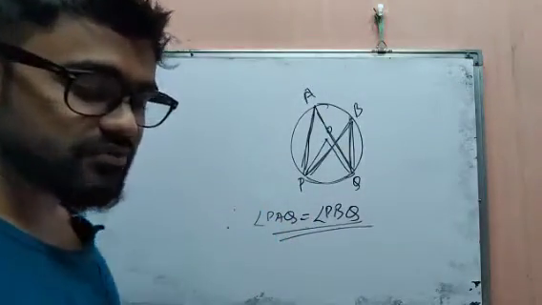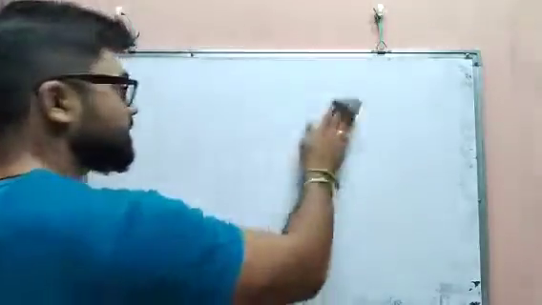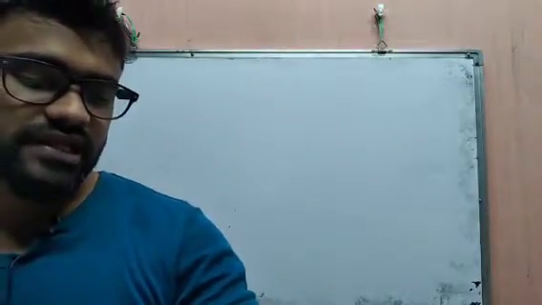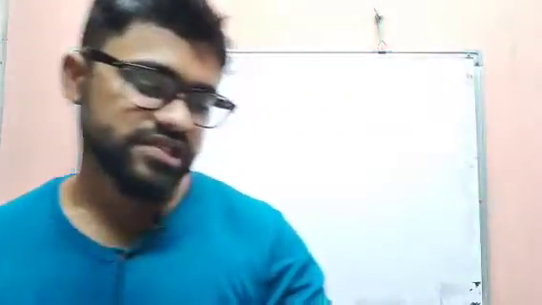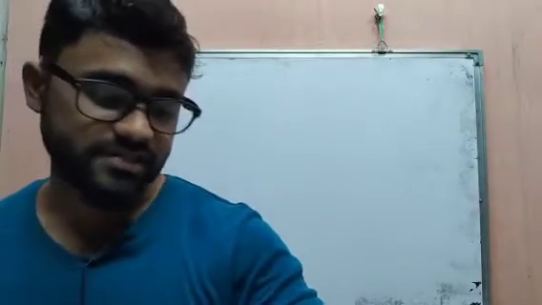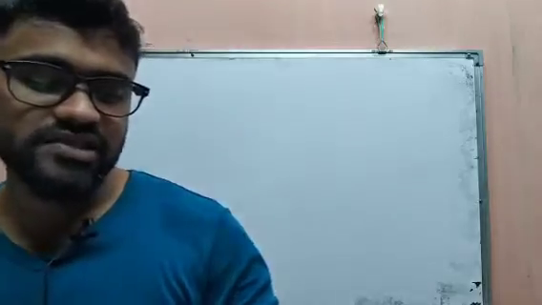Next we have theorem 10.10. What does it say? If a line segment joining two points subtends equal angles at two other points lying on the same side of the line containing the line segment, then the four points lie on a circle.